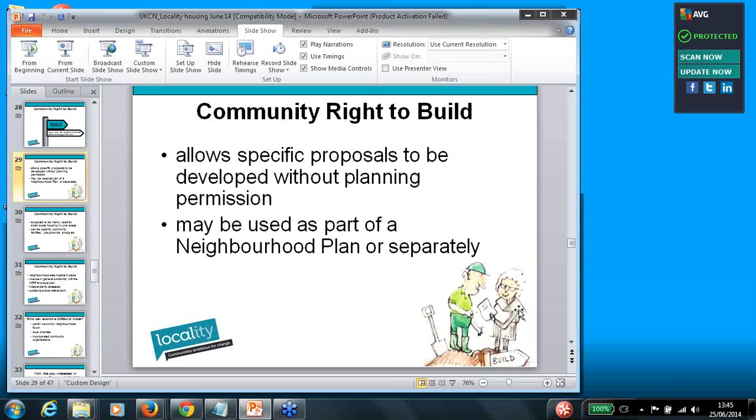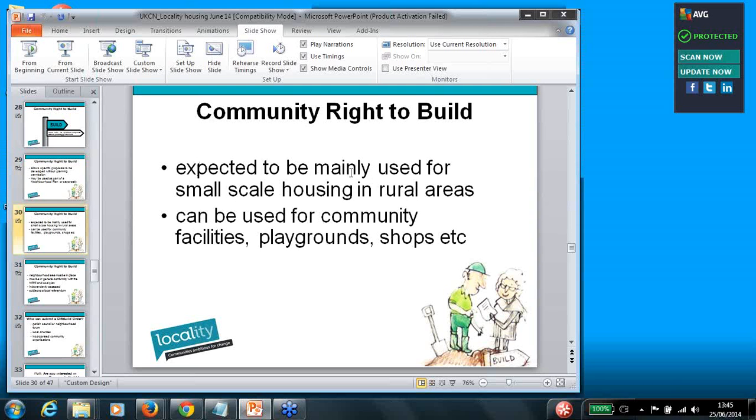What it does do is allow site-specific proposals for community building to achieve an automatic planning permission without going through the traditional means of applying for planning permission. You can use it as part of a neighbourhood plan, or you can use it separately. I have to say it's probably easier as part of a neighbourhood plan. When it was brought in, it was expected to be used mainly for small-scale housing in rural areas, but just as an aside, you can use community right to build to achieve permission to build other community facilities such as playgrounds and shops and so on.